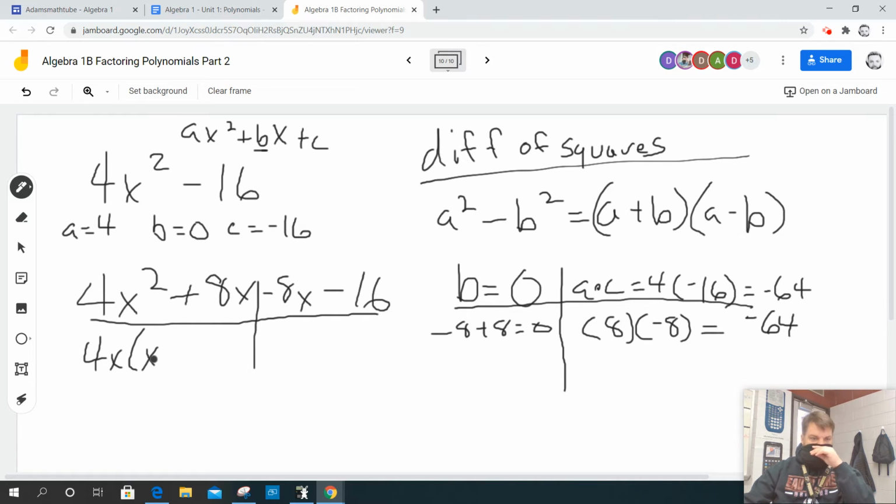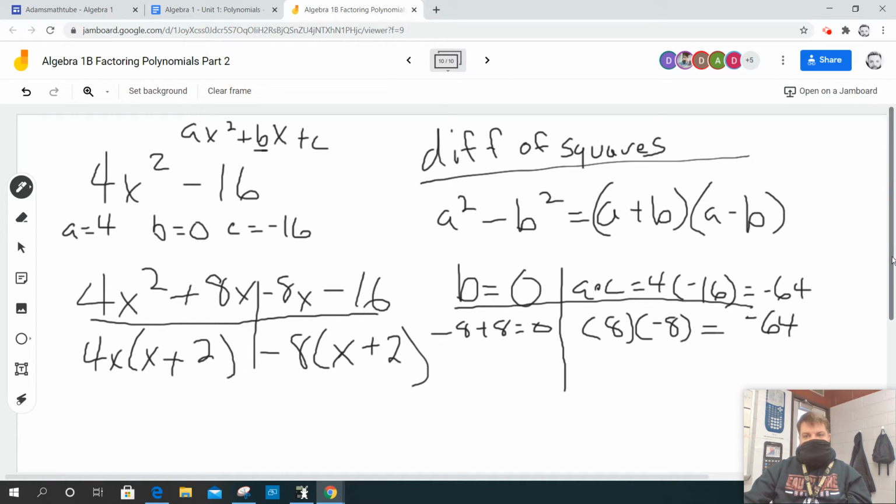Oh, no, wait. Is it 4x? Yeah, it's 4x. 4x times x plus 2. Over here, I'm going to be able to factor out negative 8, and that gives me x plus 2.